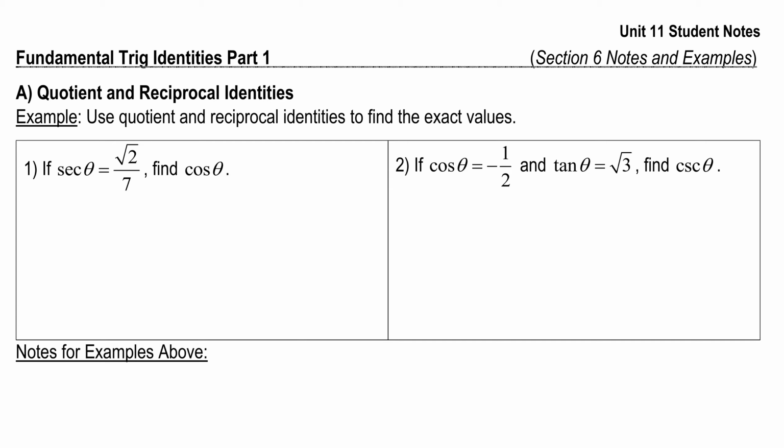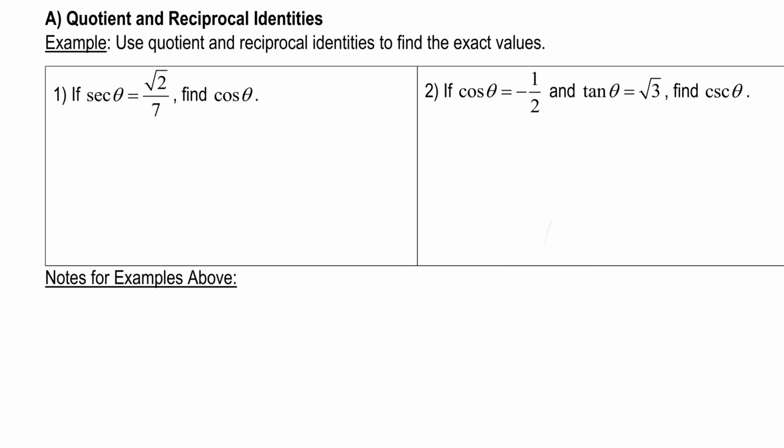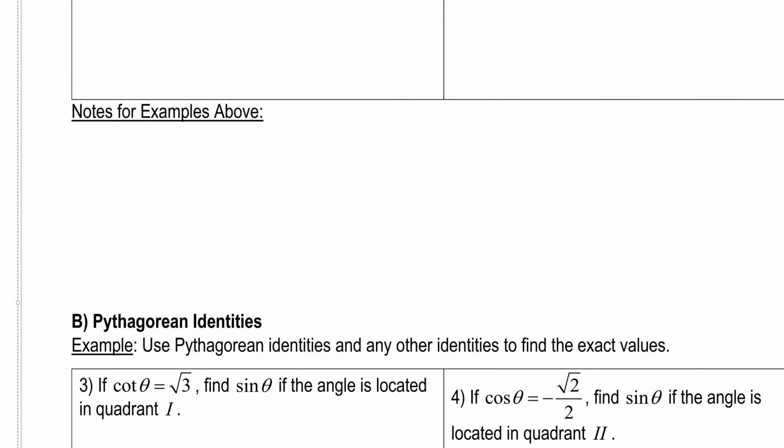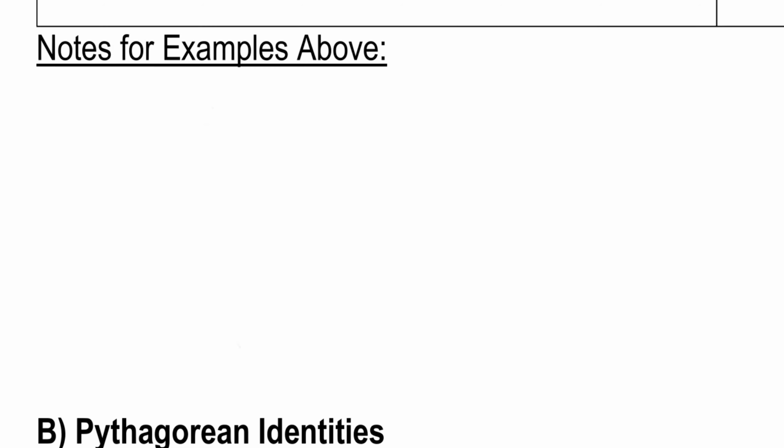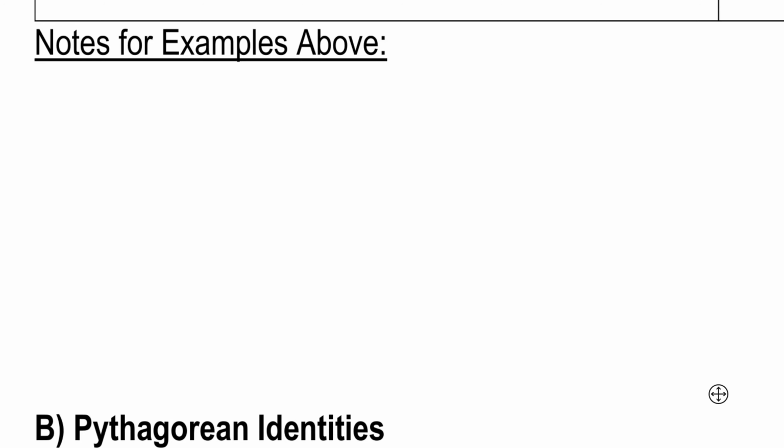This is Unit 11, Section 6 Notes, Fundamental Trig Identities, Part 1, which should tell you there's a Part 2. Before we do any of these, this first section is Quotient and Reciprocal Identities. Well, we got to know what those are first. So I'll just go through all these. Some of these we know. Actually, I think most of these we've already gone through.